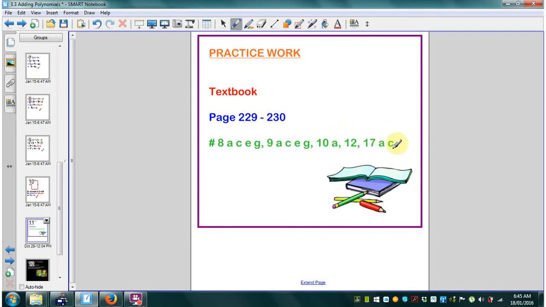Now some of these in number 17 are going to look pretty complicated. They have a lot of variables. Just remember your steps and remember to group your like terms and you should be fine.